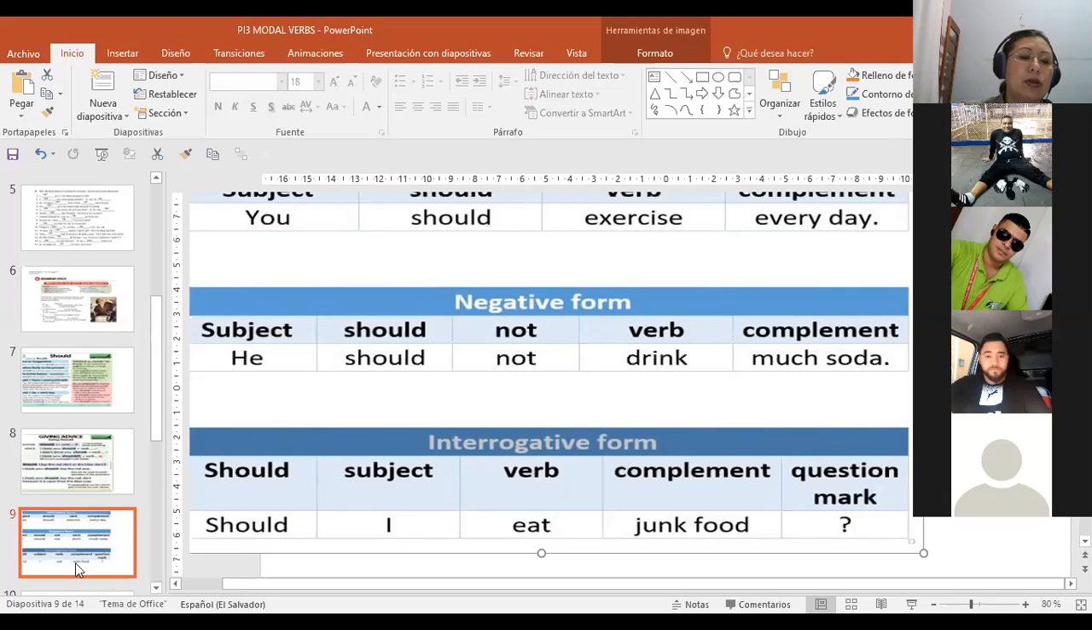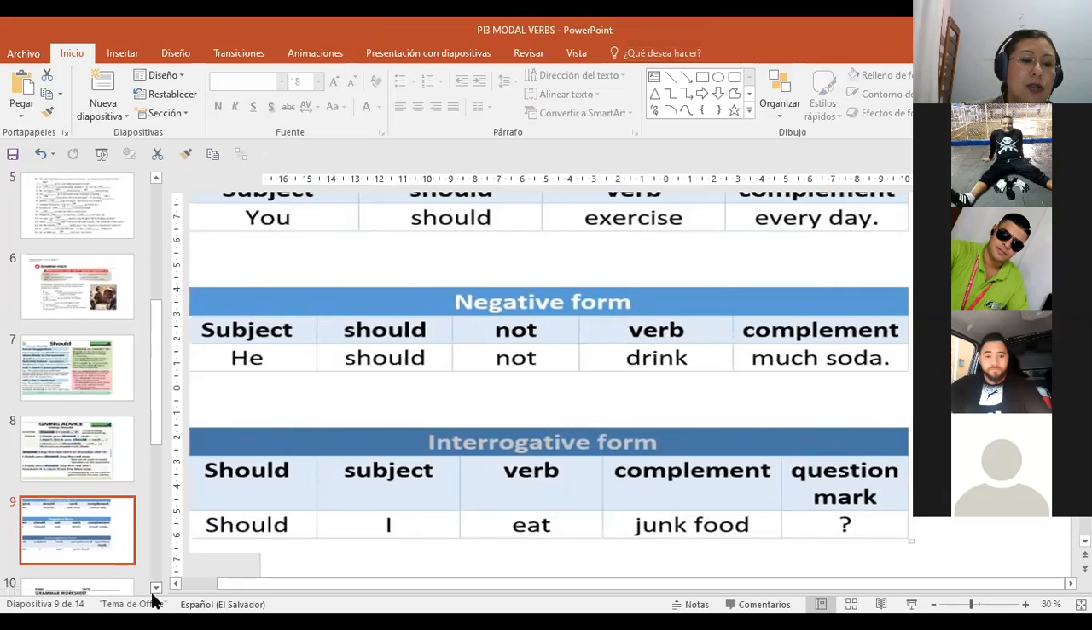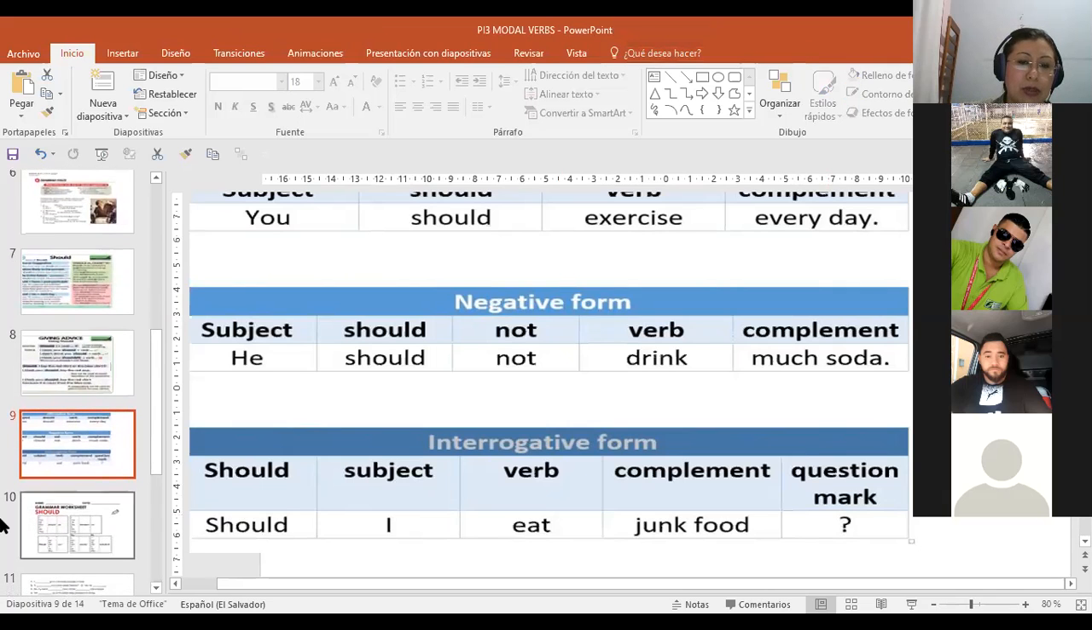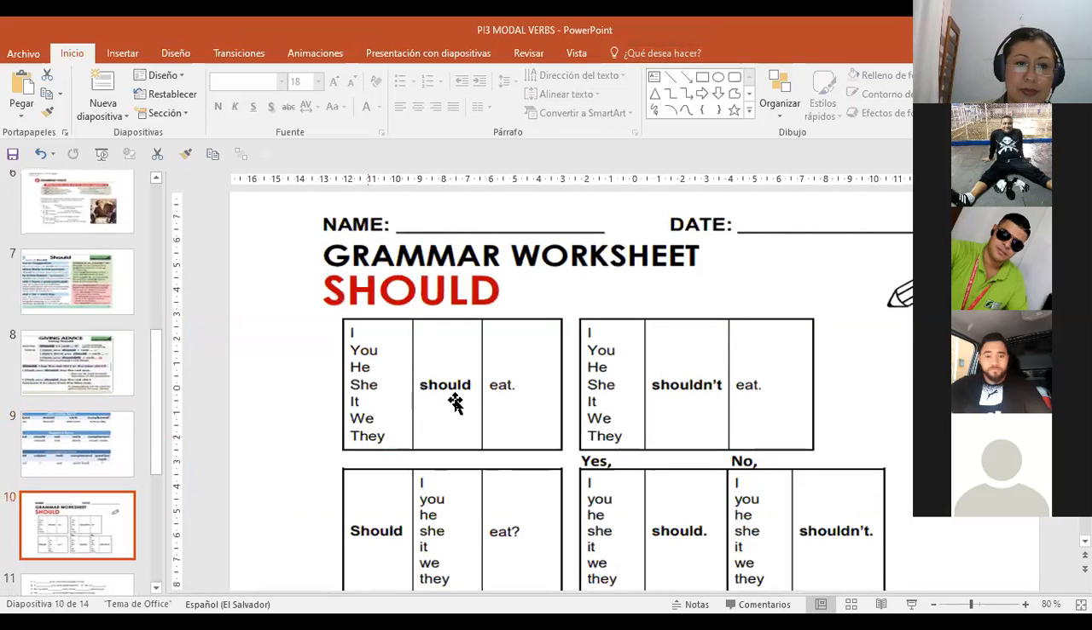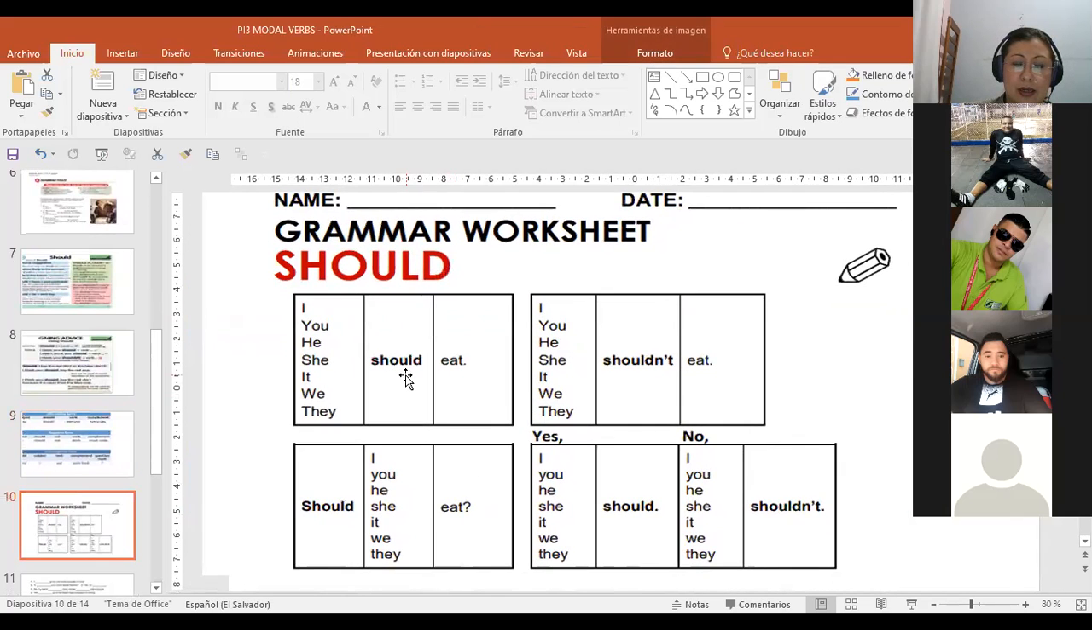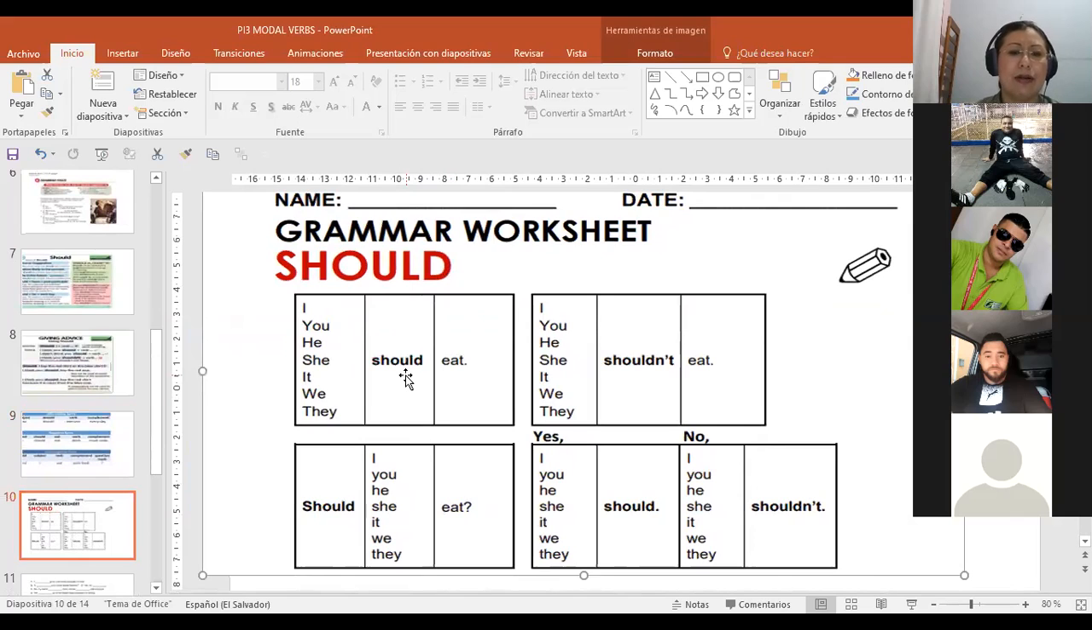Okay, very good. So after this, do you have questions? ¿Tenemos preguntas? Creo que no, teacher. No, is it clear? It is clear. It's so clear, right? So here, once again, I have the structure. I should eat, and all the pronouns, if you see.